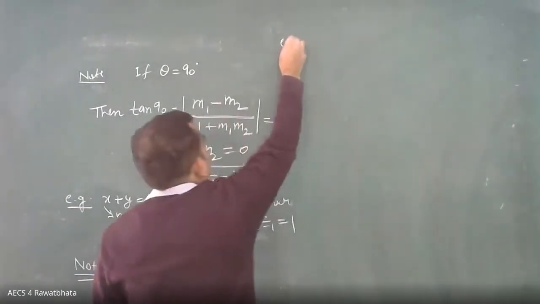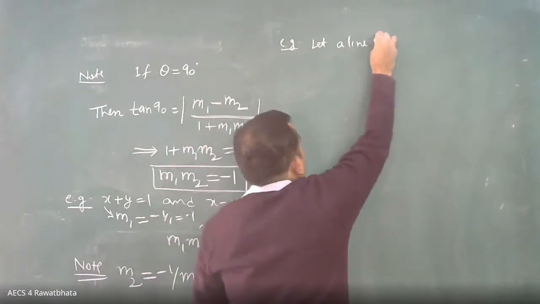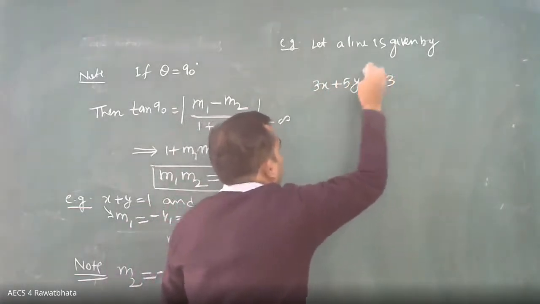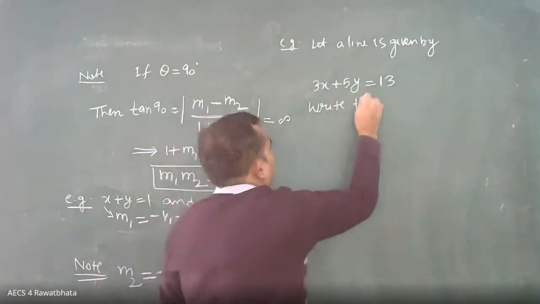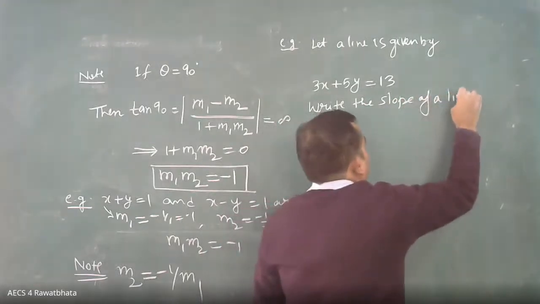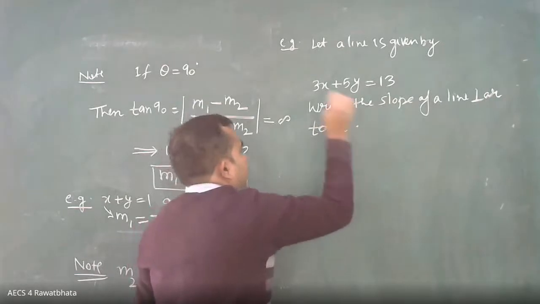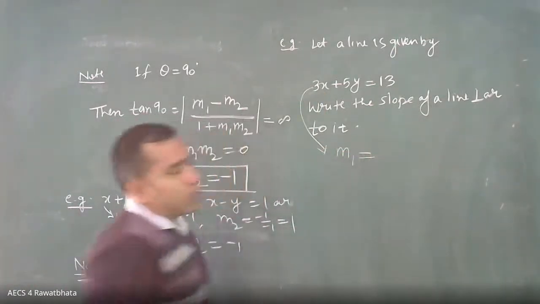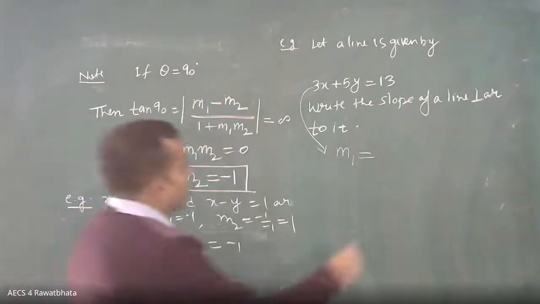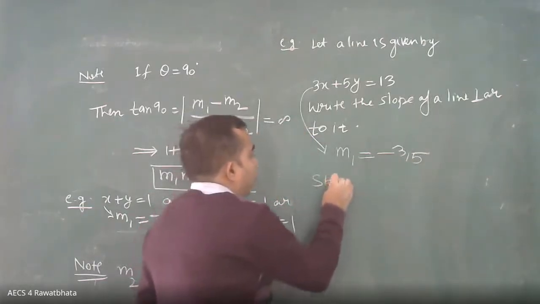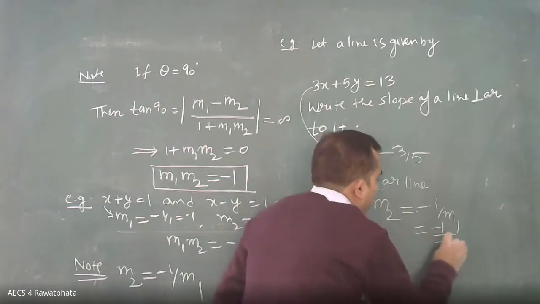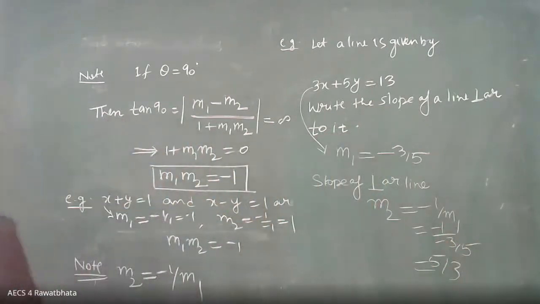Let a line be given by 3x plus 5y equal to 13. The question is, write the slope of a line perpendicular to it. Suppose this is the question. Can you tell me what is the slope of this line, M1? Minus 3 by 5. Minus 3 by 5 will be the slope of this line. So the slope of the perpendicular line, M2, will be minus 1 upon M1, minus 1 upon minus 3 by 5. It will be 5 by 3. So it is a useful tool for us.